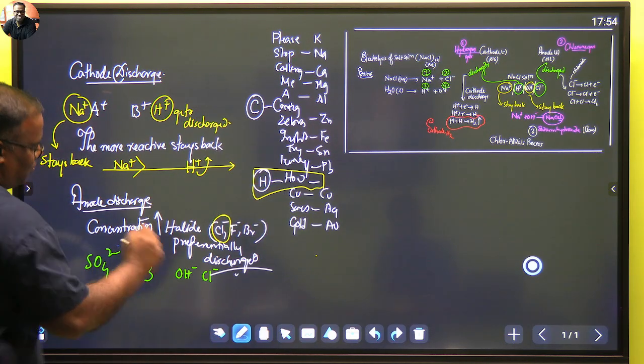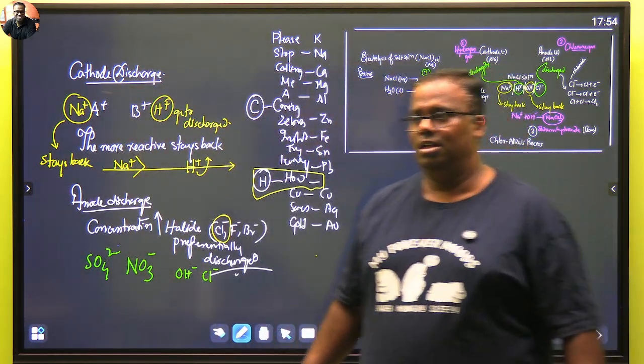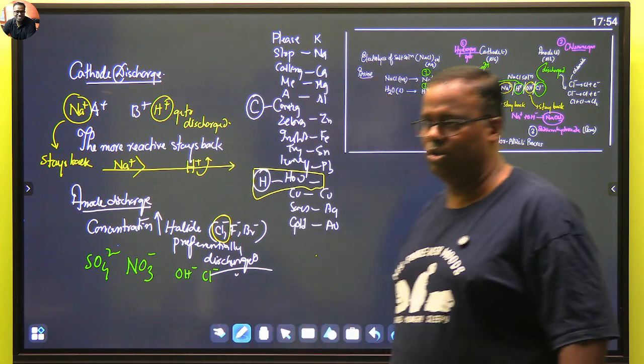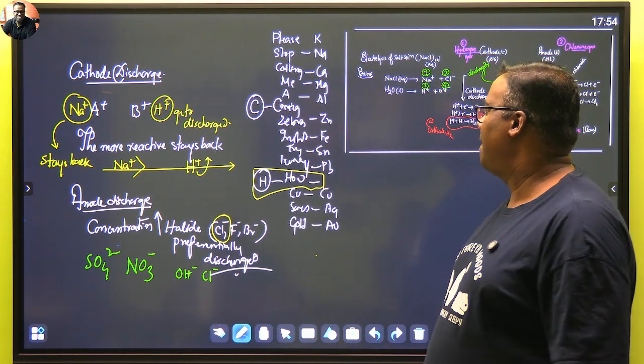SO4 2 minus. Yeah. A sulfate or a nitrate never gets discharged. It will always be the halide or the hydroxide. Is this thing understood? Based on this, we'll take some more iterations now.